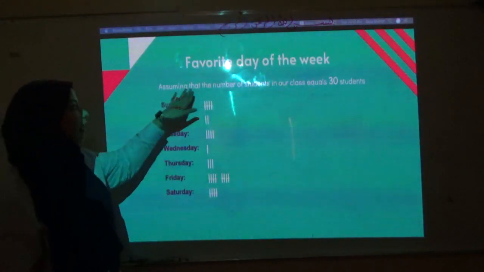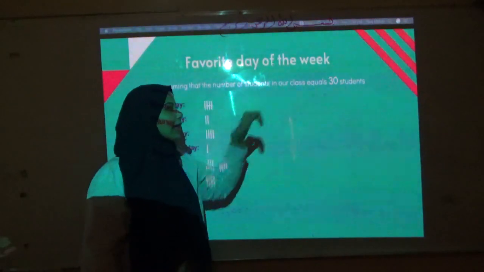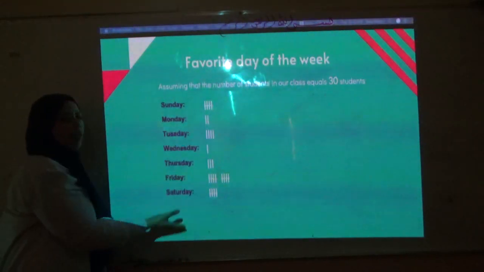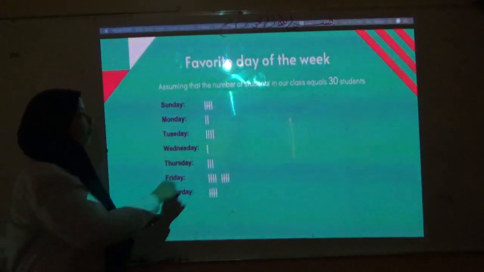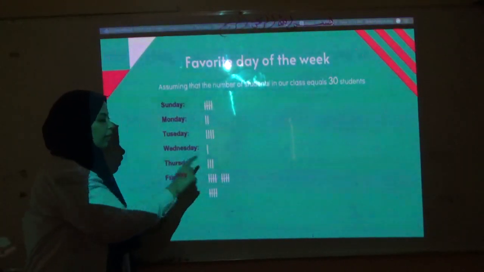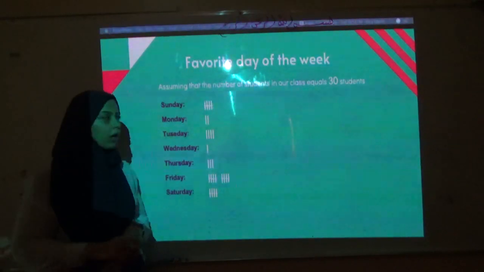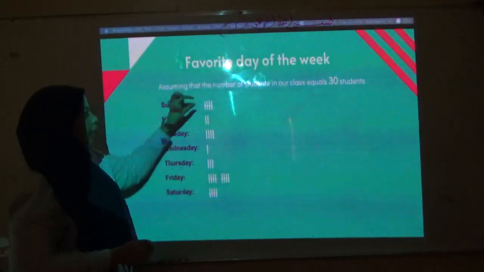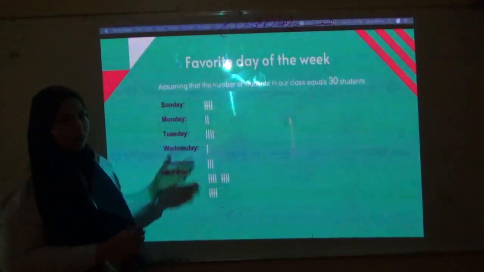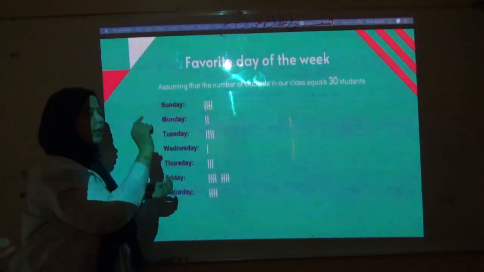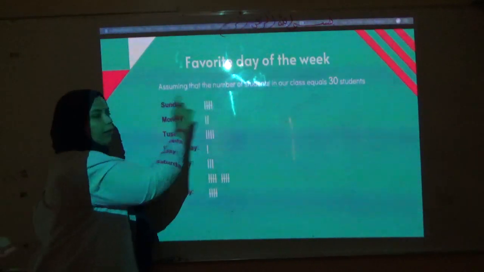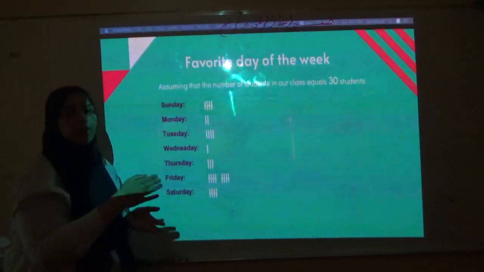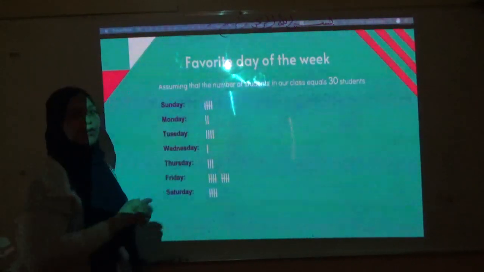So assuming that the number of the students in our class equals 30 students, here is the data after the survey. By the way, this type of counting is called tally counting. We are using dashes. Each 4 we will connect by the 5th one. So this one, immediately, by just looking, you will know that it's equal to 5.